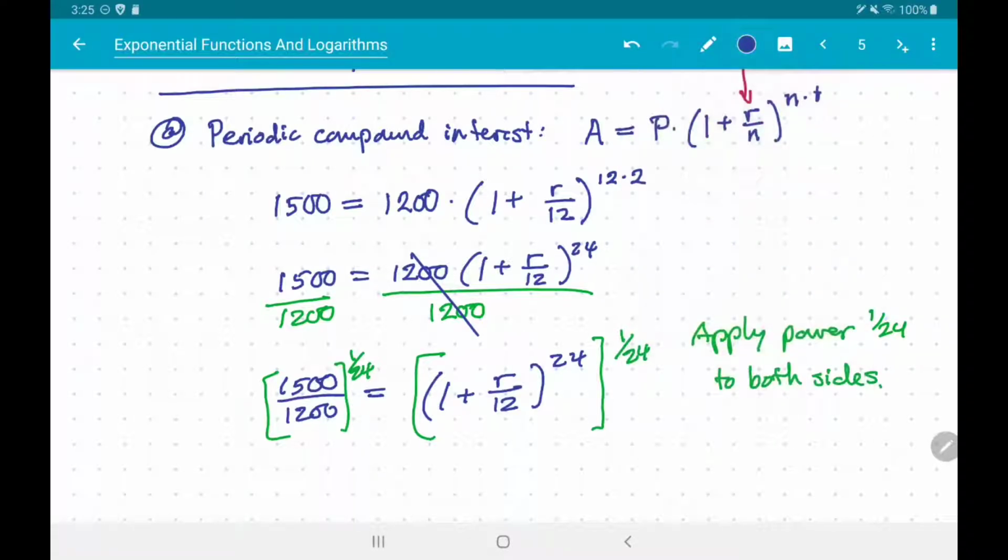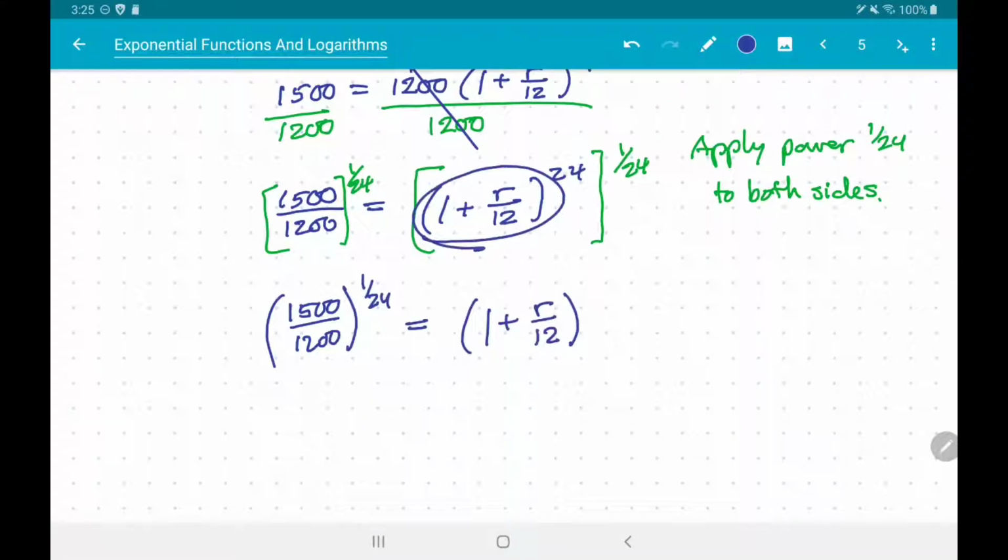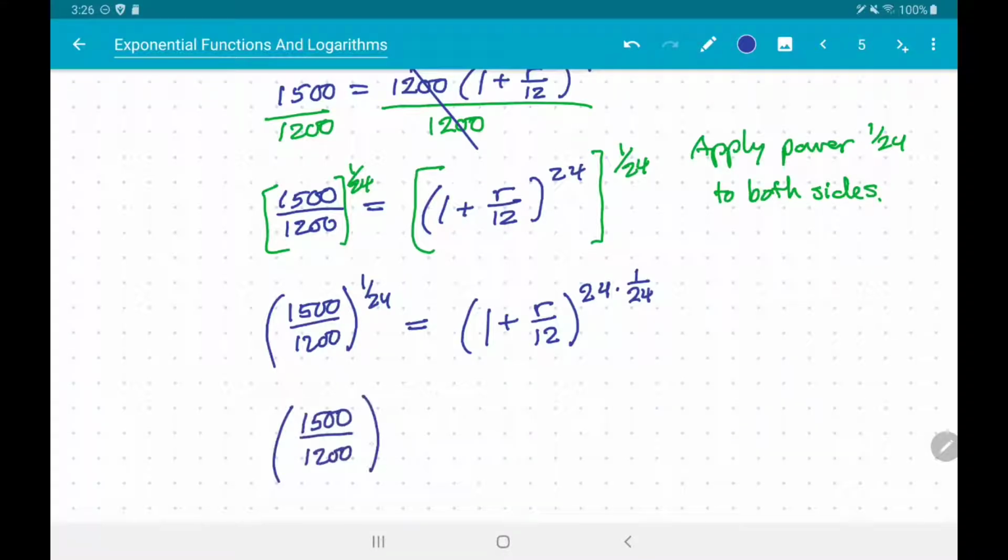The reason for that, I'll leave the left-hand side as it is, 1500 over 1200 to the power 1/24. The reason for power 1/24 is that, remember, when you have a base to a power, then to another power, you can simplify by multiplying the two powers. So I can multiply the 24 by 1/24, and that simplifies down to just a 1 here in this exponent, and a number to the power 1 is just itself.